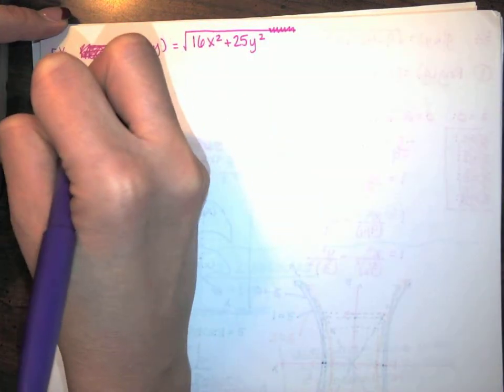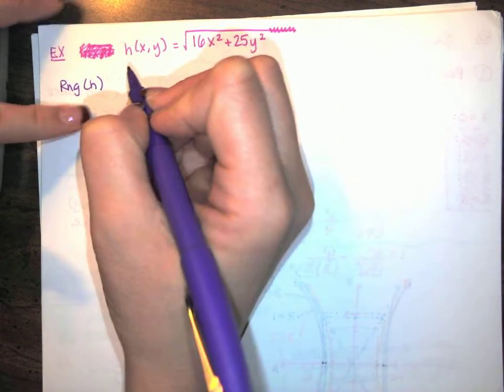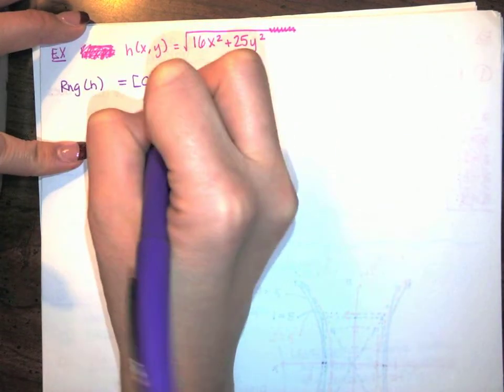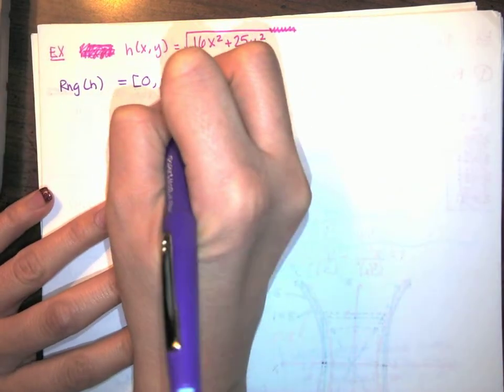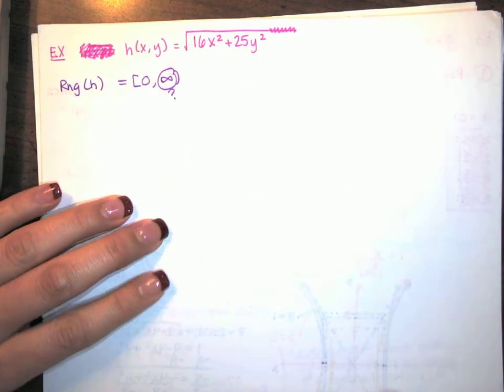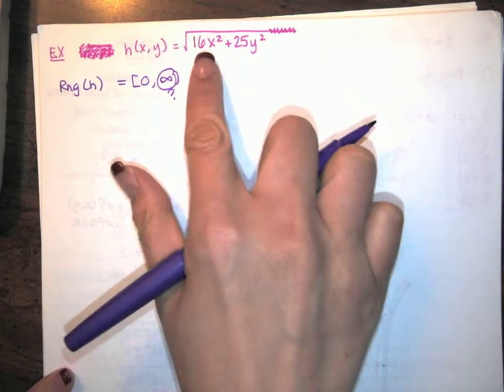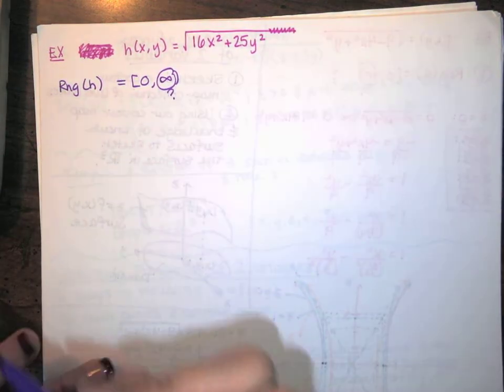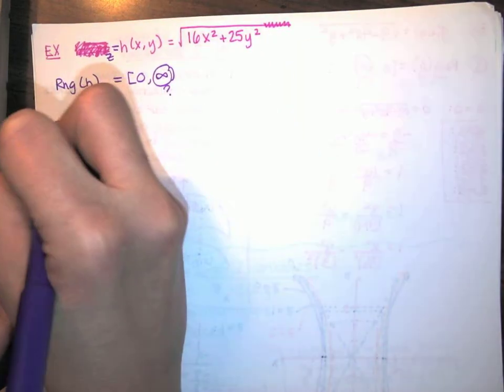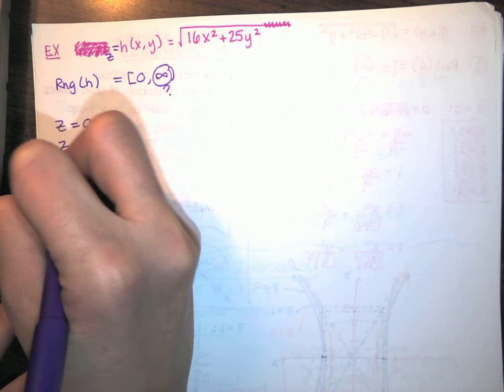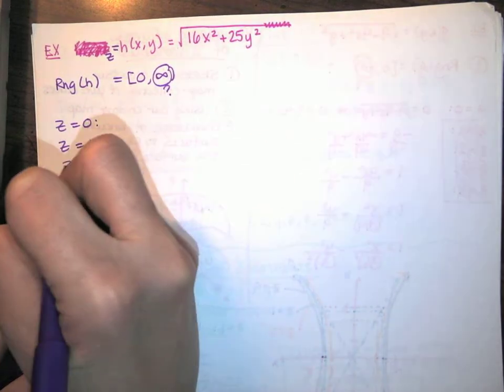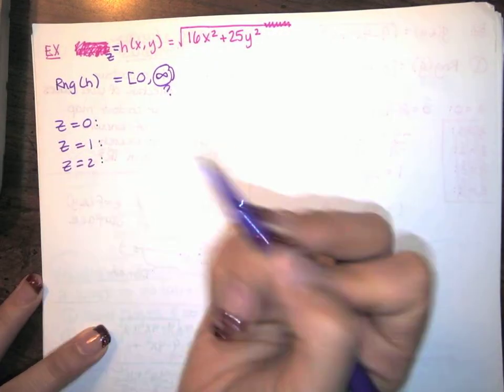Now let's do one more. First I want to sketch some level curves. Notice that the range of h is definitely positive numbers. I'm going to say 0 to infinity, but I'm not 100% sure about the infinity yet. I just know that with a square root, I'm only going to get positive numbers out. So I'm going to say z equals this, and set z equal to 0, and set z equal to 1, maybe z equal to 2, and then see what our curves look like.